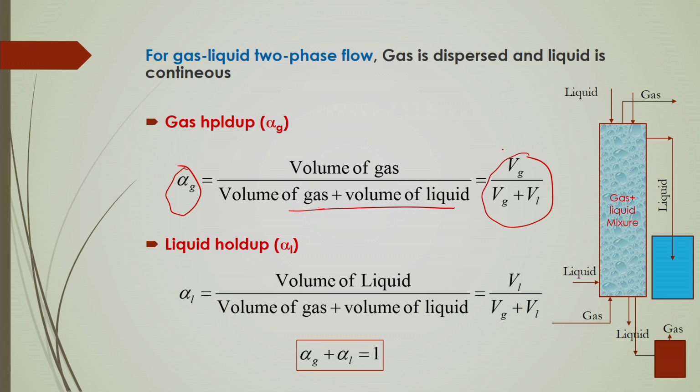V is the volume here, and liquid hold up will be equal to alpha L, that will be equal to the volume of liquid by volume of gas plus volume of liquid. Here it will be defined like this. But whenever we are considering a binary phase, then the summation of alpha g and alpha L will be equal to 1 for the binary system.